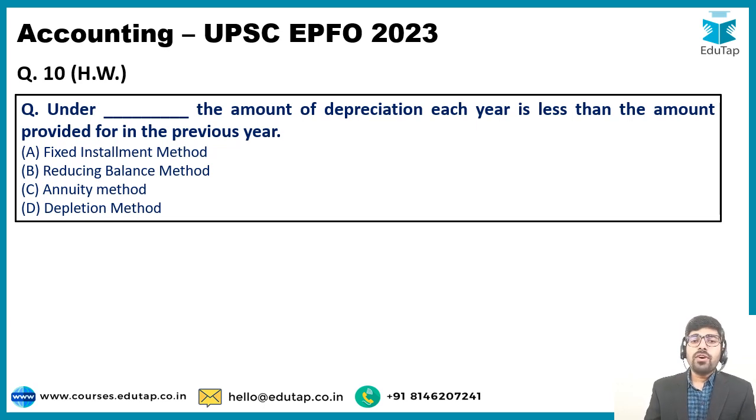Now is the time for the homework question. Under dash, the amount of depreciation each year is less than the amount provided for in the previous year. This would be very simple for all of you, and I want answers from all of you. Options are fixed installment method, reducing balance method, NUT method, or depletion method. For the NUT and depletion methods, you need not go into detail. If you want, you can Google them and read a little, but I don't think you should go into much detail for these methods.